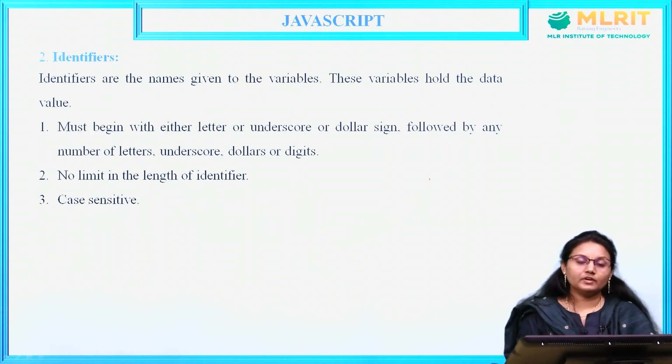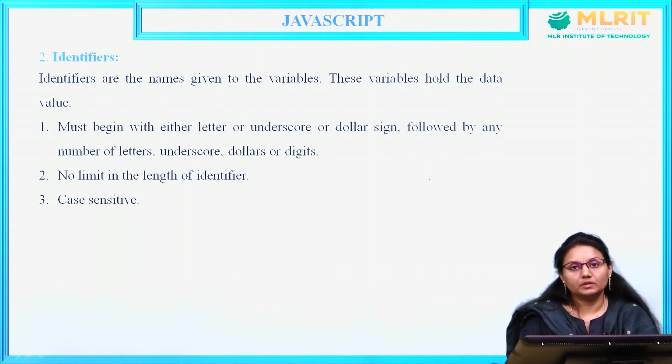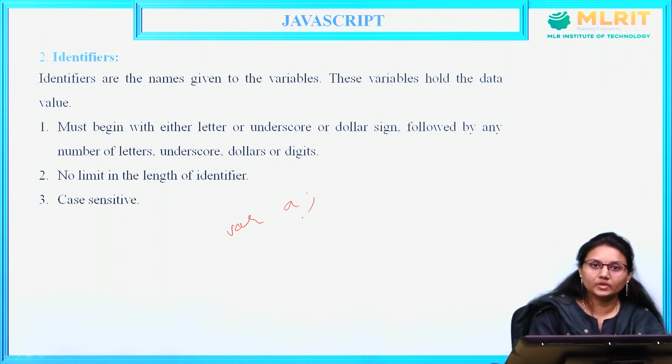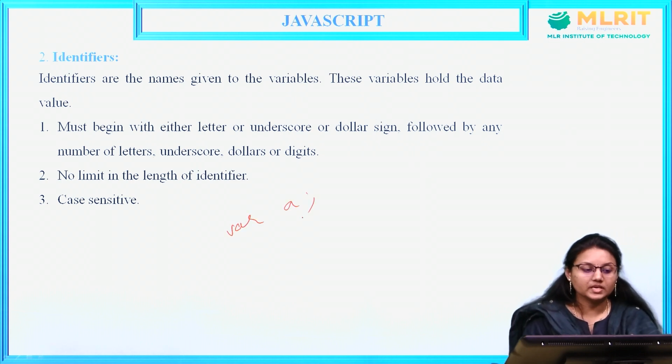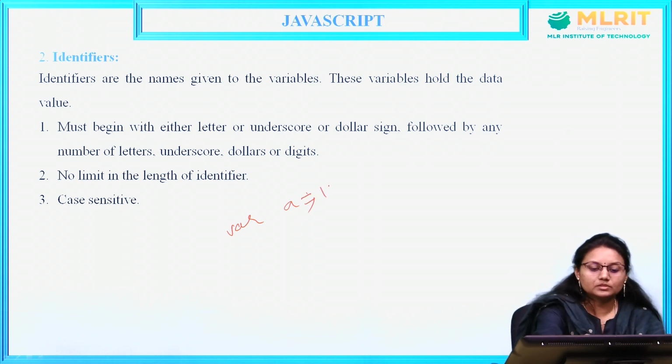What are identifiers in JavaScript? These are nothing but the names given to variables. So what is a? A is an identifier. Suppose a equals 10, so what is the value it is holding, right?